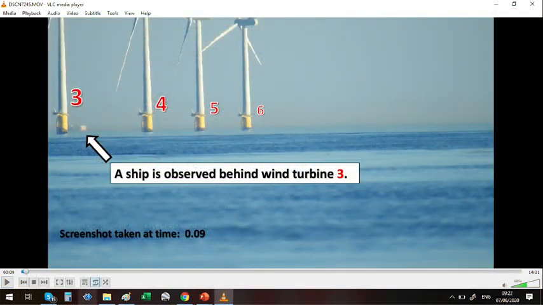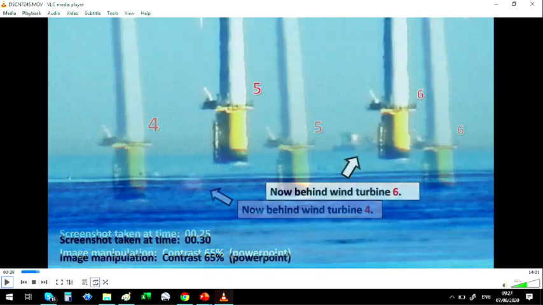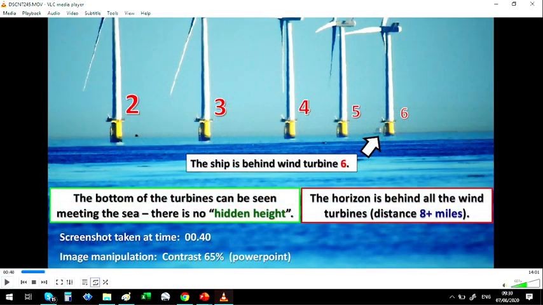A ship is observed behind wind turbine 3. A screenshot taken at 9 seconds. Now behind wind turbine 4. Screenshot taken at time 25 seconds. Image manipulation, contrast 65%. Now behind wind turbine 6. Screenshot taken at time 30 seconds. The ship is behind wind turbine 6.